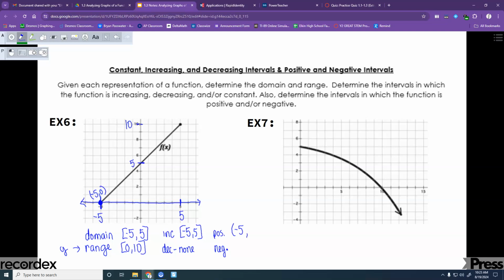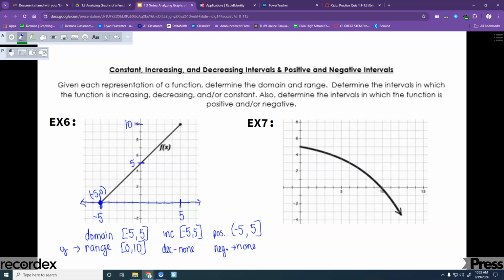But we do include the +5 because right here, we're not positive yet, but we're almost positive, right? And then as soon as we go past this, we're positive, positive, positive, positive, until we get over here to 5, and it just ends for that. So -5 to 5. But as you guys said, we don't have any negative here, right? 0 is not negative either, so we would just say none for that. All right. I'm going to do an arrow so it doesn't look like negative none.